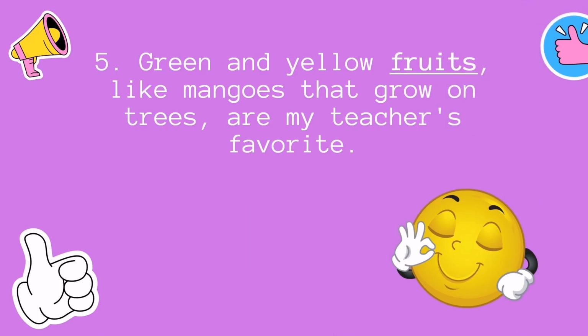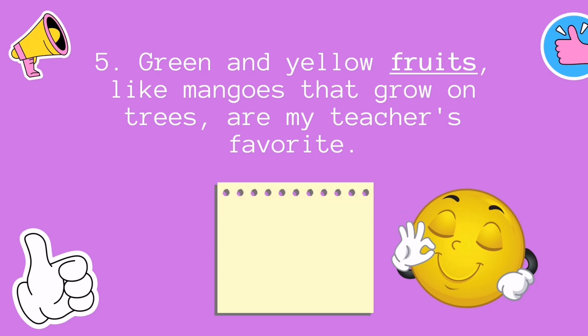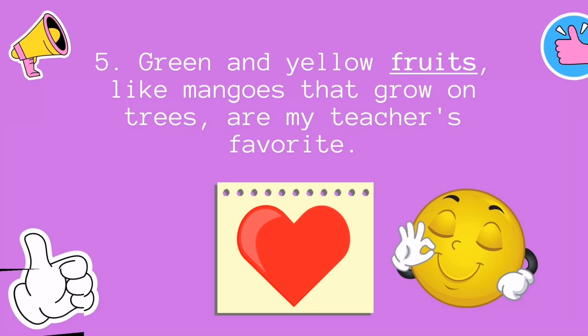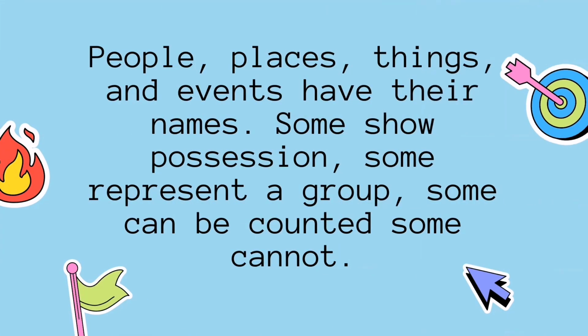Fifth sentence. Green and yellow fruits like mangoes that grow on trees are my teacher's favorite. The underlined word is fruits. And the fifth sentence is an example of exemplification. Very good. People, places, things, and events have their names. Some show possession, some represent a group, some can be counted, and some cannot.